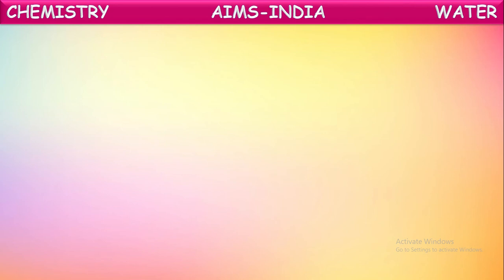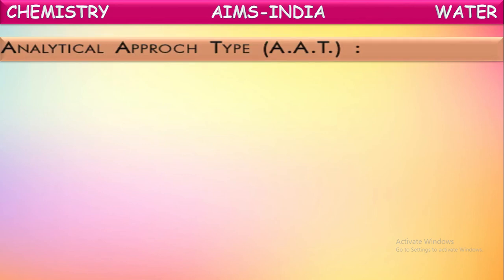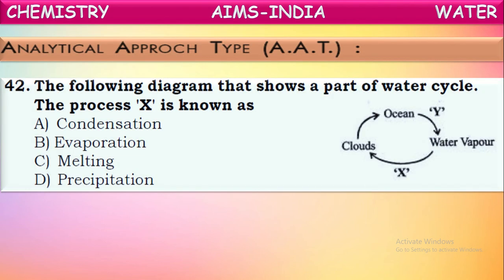Next one, let us see here, analytical approach type questions. See the question here. The following diagram shows a part of the water cycle. The process X is known as. So we know the water cycle is a process of conversion of water from one form to another form because of atmospheric or natural conditions.